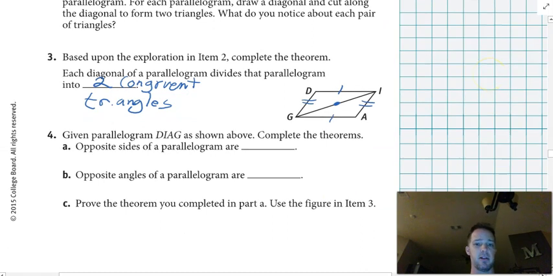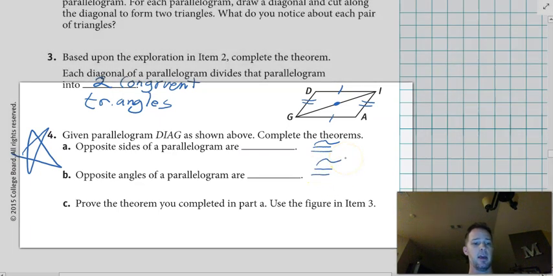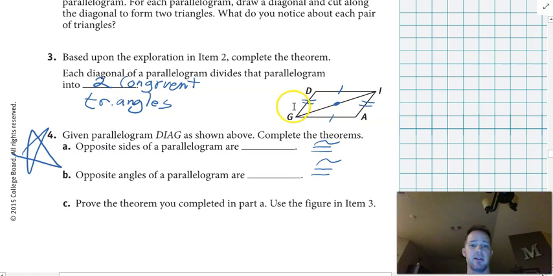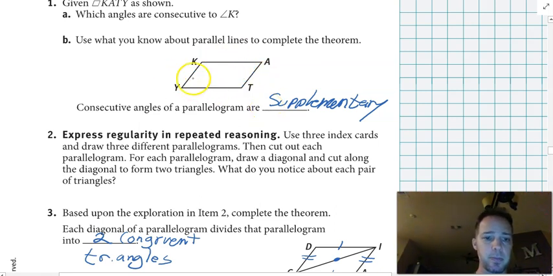Question 4 says parallelogram DIG shown. Complete the theorems. Opposite sides of a parallelogram are congruent. And these are theorems, so this is obviously an important property here. Opposite angles of a parallelogram are congruent. And we don't need to prove that they're congruent. We kind of already walked through if A and Y are supplementary to T, then they have to be congruent to each other. That figure got kind of ugly, so I guess I can make it a little bit neater.